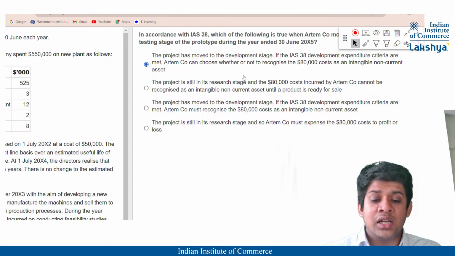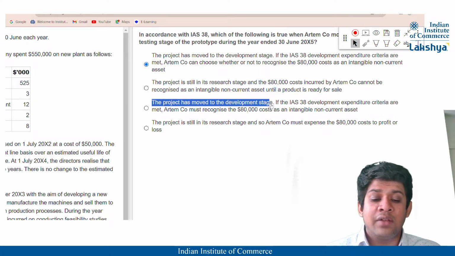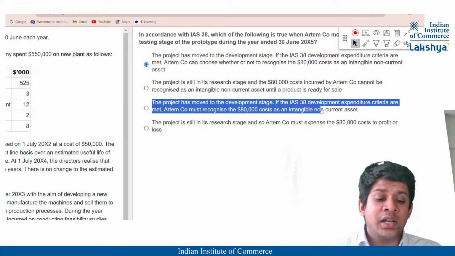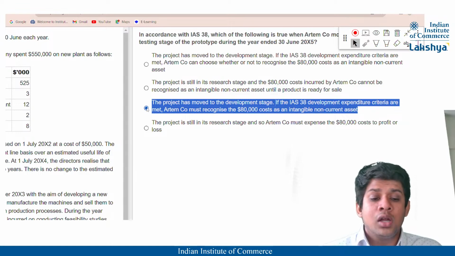The project is still at the research stage. Obviously, it is not at the research stage, so this is definitely wrong. The project has moved to the development stage. If IAS 38 development expenditure criteria are met, Atom Company must recognize the $80,000 cost as an intangible asset. I think this will be the most appropriate. It should meet all the criteria of IAS 38 for constituting any cost to be recognized as a development cost and thus capitalizing them as an intangible asset.